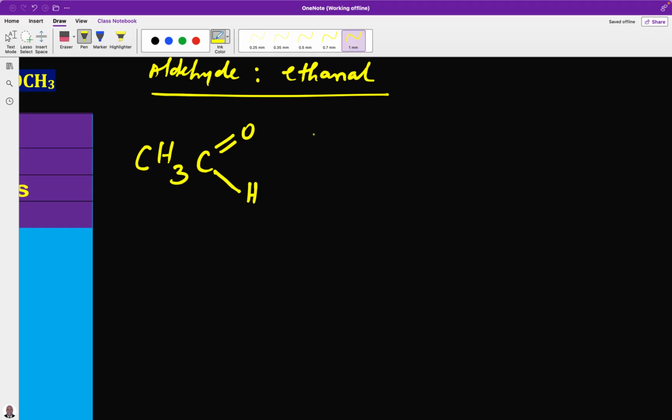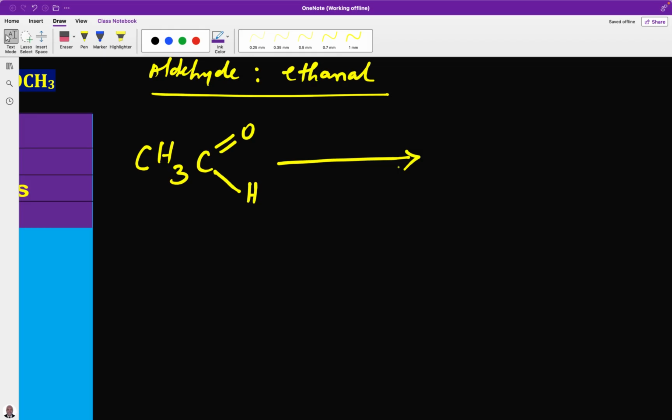Okay. The first step in this reaction will be what? Since in the iodoform test we are reacting the substance with alkaline aqueous iodine. When we react with alkaline aqueous iodine, there is oxidation that is taking place there.